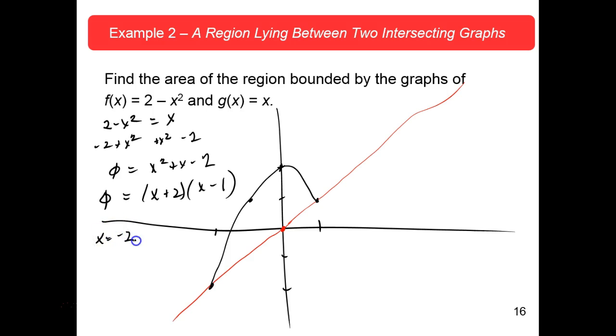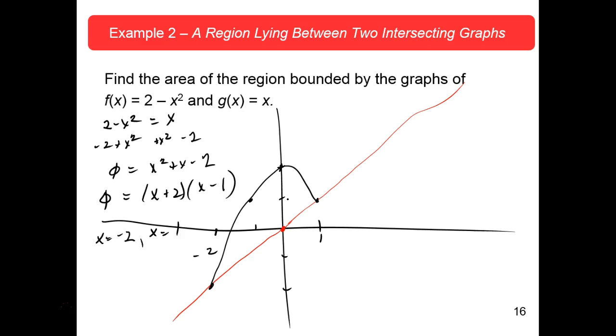X equals negative 2 or x equals 1. There we have negative 2. X equals negative 2, and here we have x equals 1. Sure enough, we found it that way. Now what we couldn't find is which one's on top. But just plotting 1 point gave that to us.